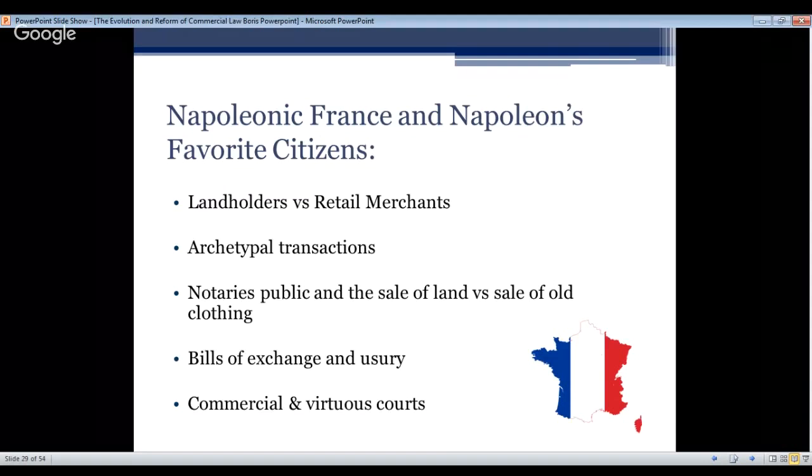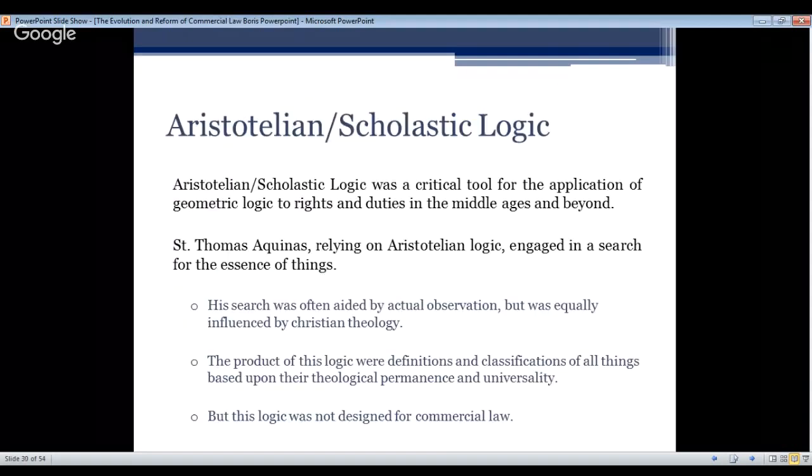What were the archetypal transactions of these two types? Of the landholders, it was the sale of land, the mortgage of land, relying on notaries public. For the retail merchants, in many cases it was the sale not only of new goods, but of old clothing as well. The credit was informal and mostly on a cash basis. In that Napoleonic society, the prevailing notion of usury was that any interest you charge for a loan or for an installment sale is going to be a usurious loan, even less than 1%.